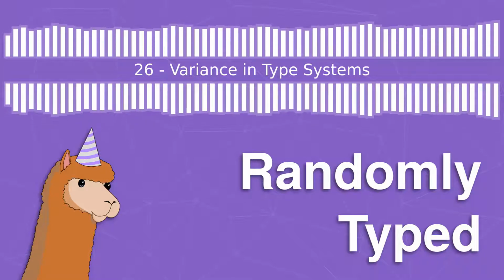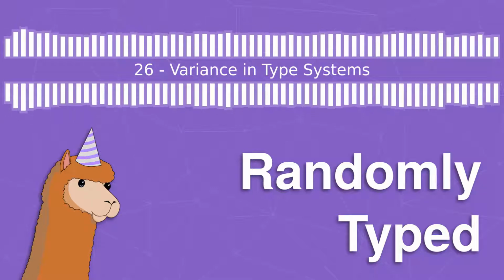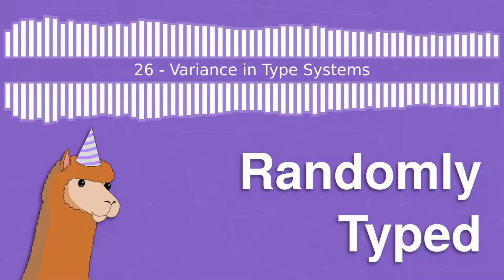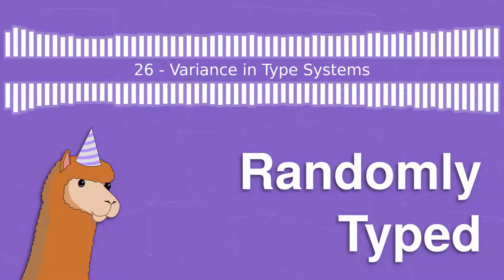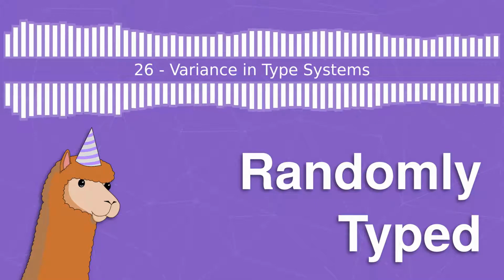Oh boy, yes. Whew. All right, we haven't even started and I'm already overwhelmed. So there are 4 types of variance. There's covariance, contravariance, invariance, and bivariance. Oh boy, I don't know about the last one.